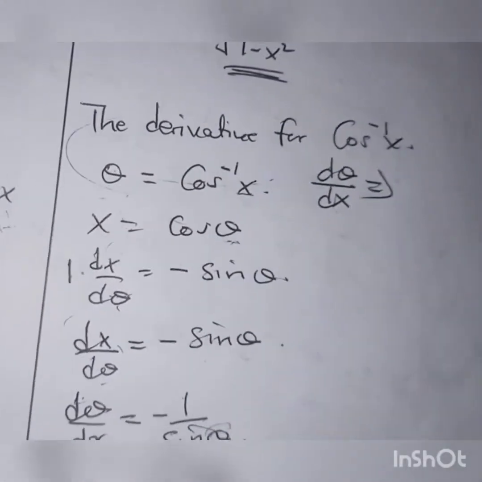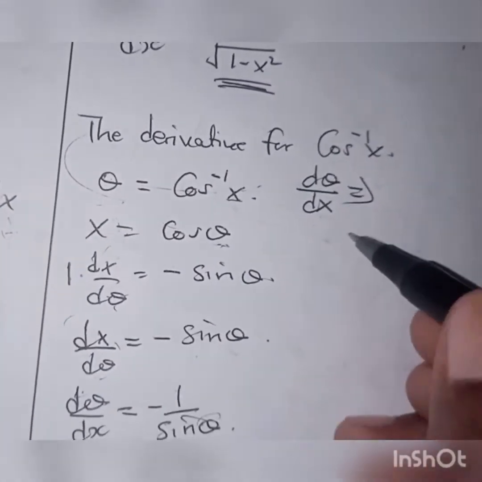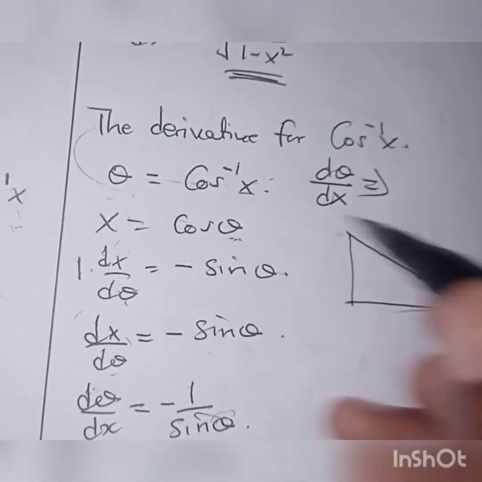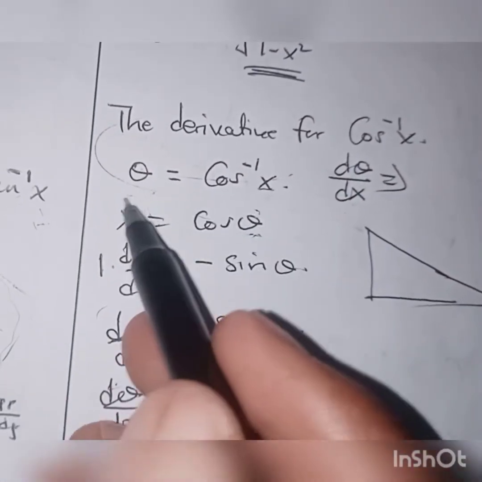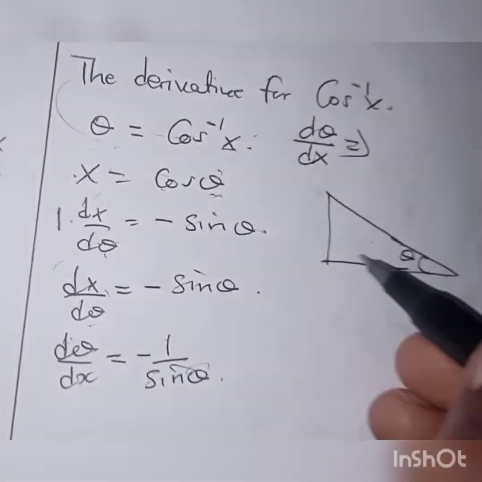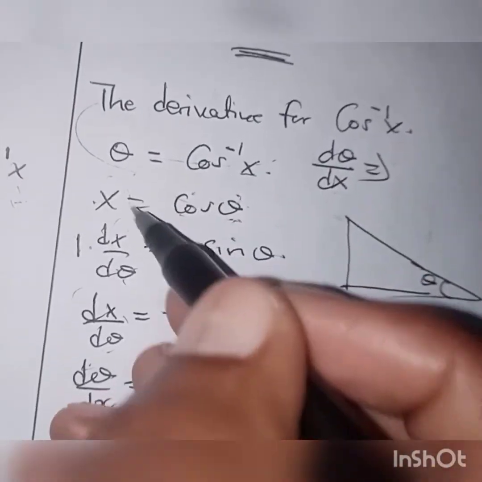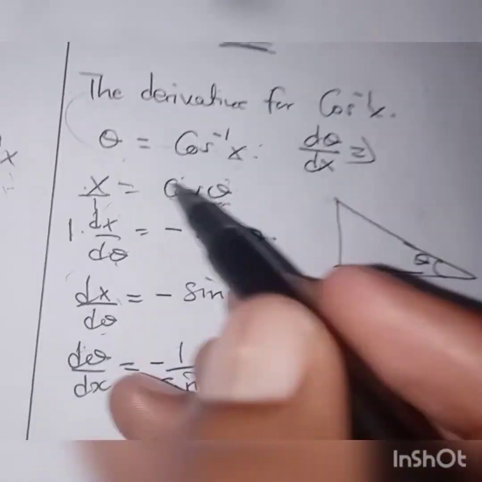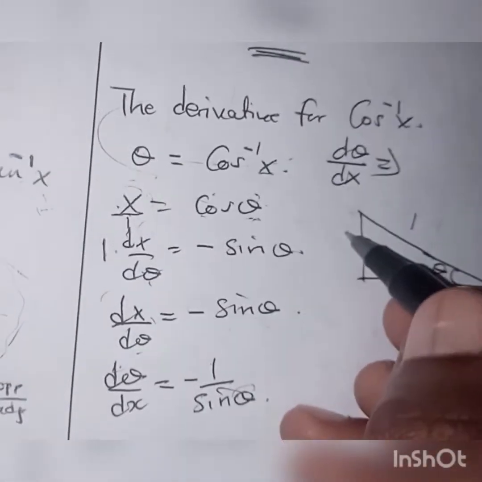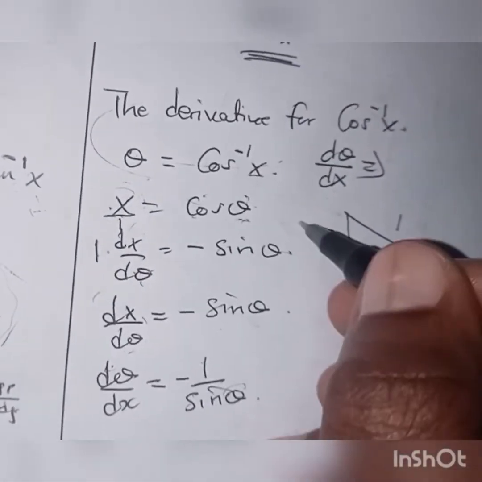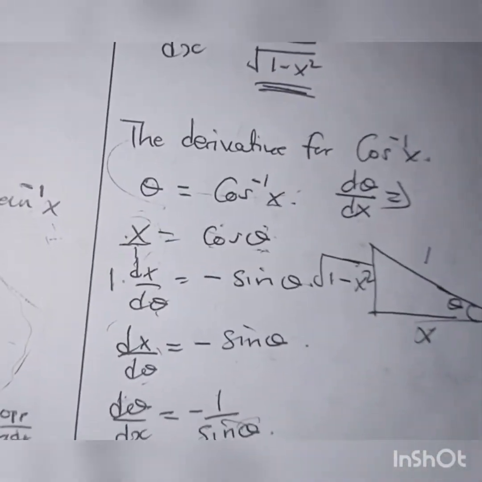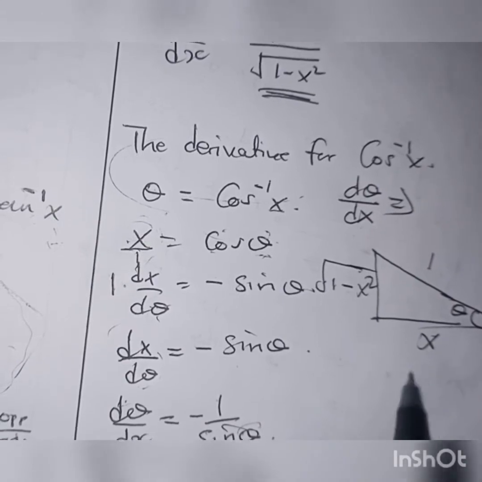So how will we arrive at writing that function? We first say that x equals cos theta. So assuming this one being theta, cos of theta equals adjacent over hypotenuse. So taking x to be adjacent and 1 to be hypotenuse, then the opposite is just the square root of 1 minus x squared.